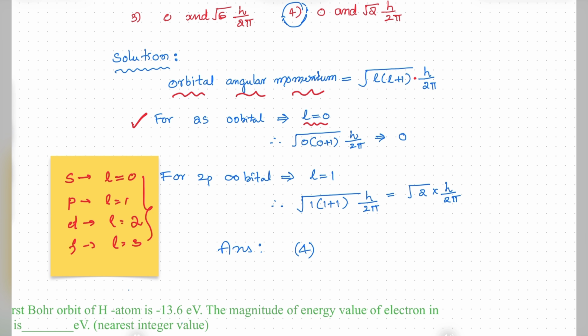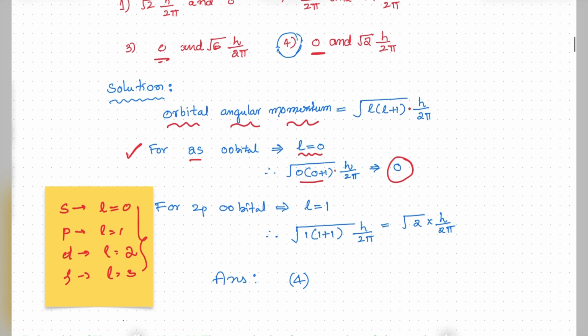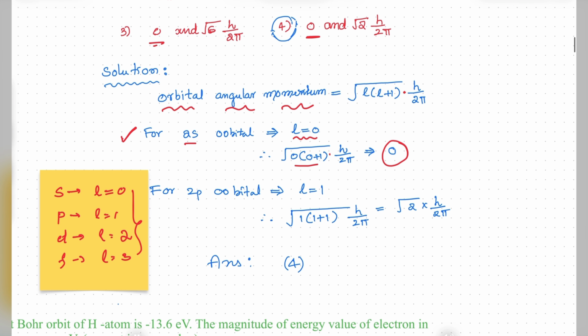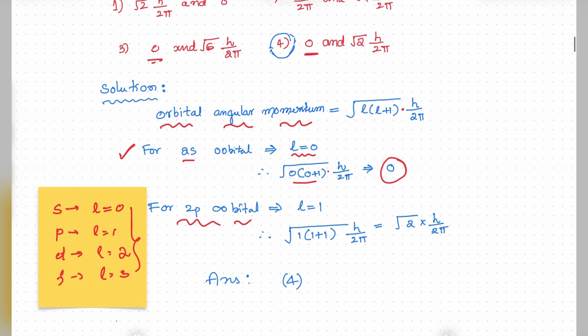So here in our question, they are asking about the 2s orbital. Therefore, L value is 0. Now substitute there 0 into 0 plus 1 into h by 2 pi. We get the answer is 0. Your answer is 0. Clear? How many options are there with 0? Two options, 3 and 4. Check it out. Go for the 2p orbital.